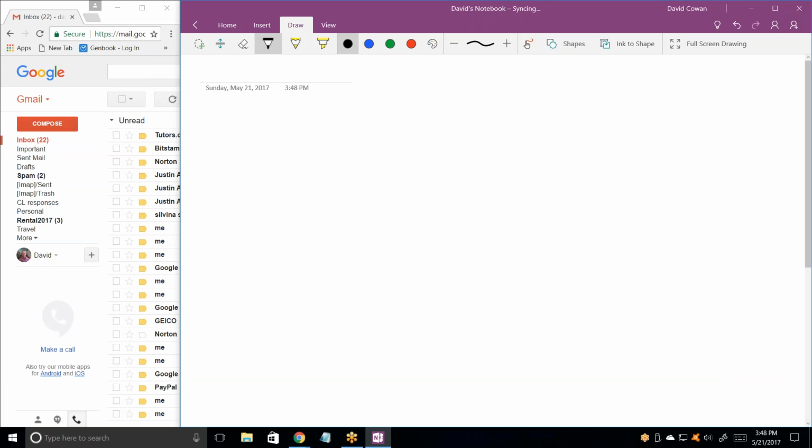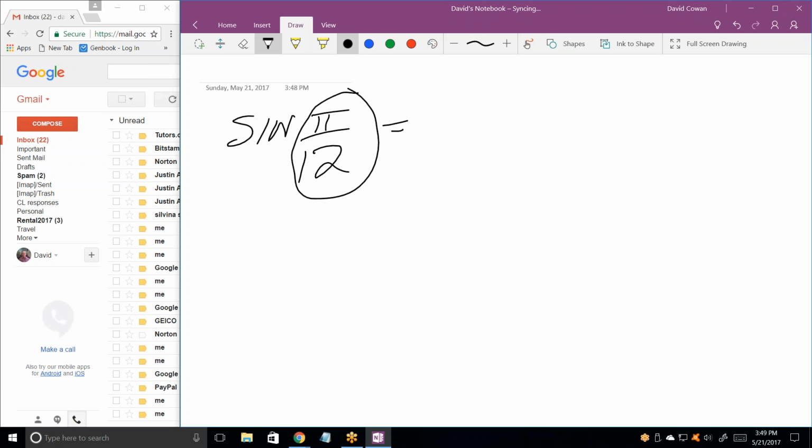Okay. Well, the next one is sine of pi over 2. Sorry, pi over 12, not pi over 2. I read that wrong. So how can we state pi over 12 as a sum and difference?